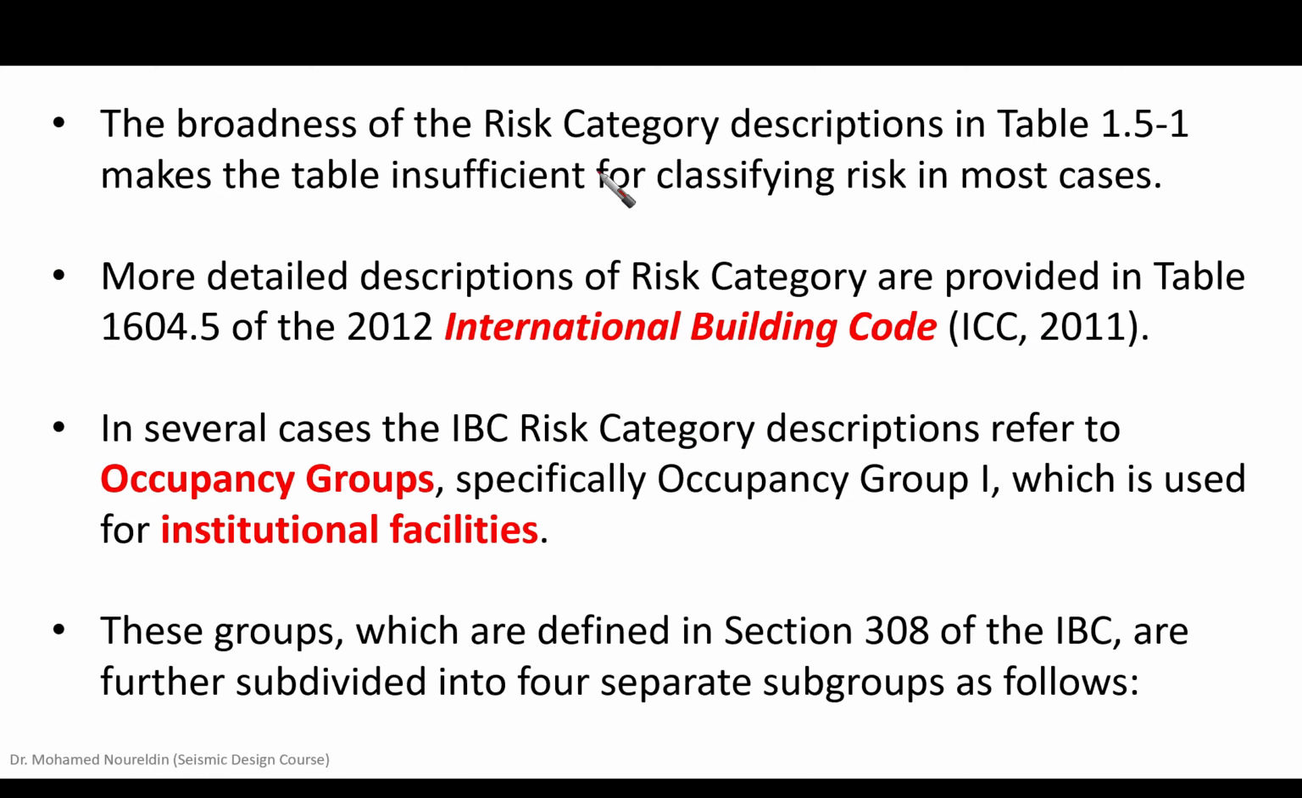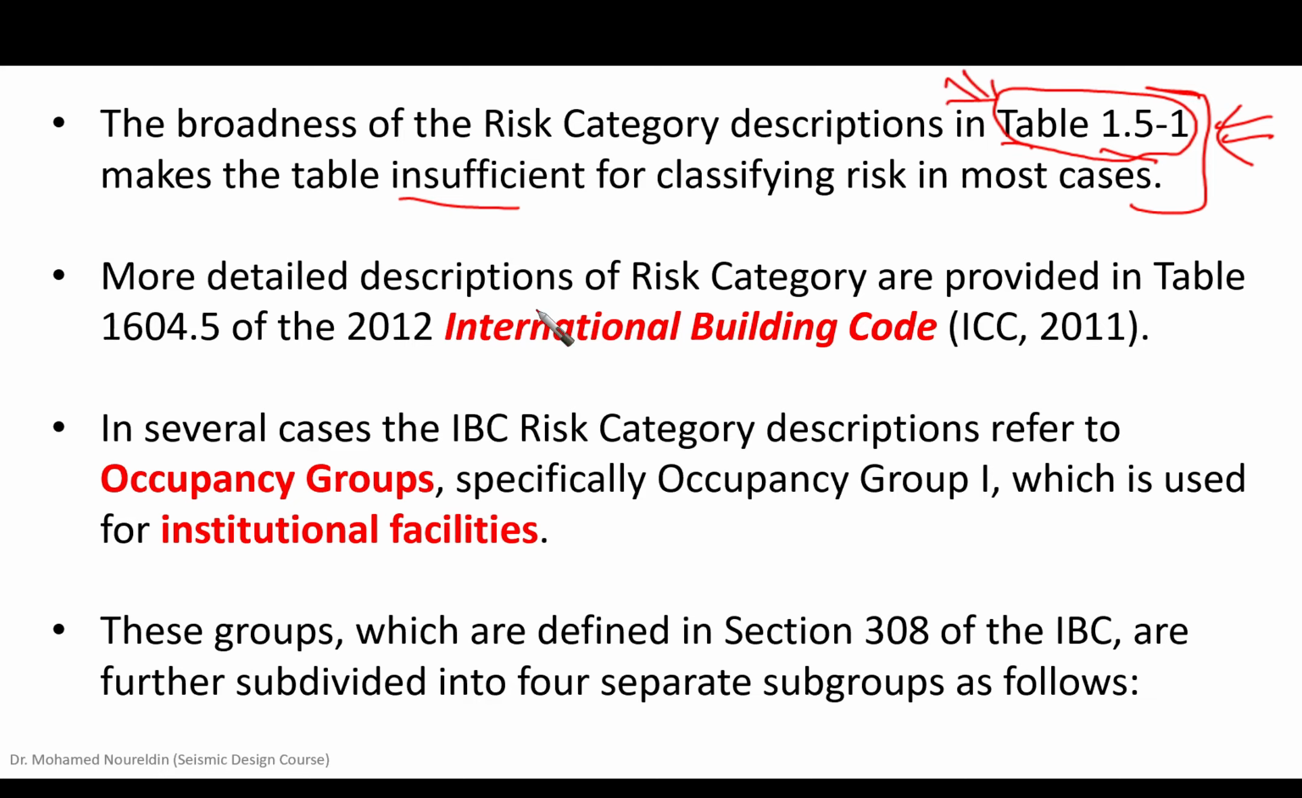The broadness of the risk category description in table 1.5-1 makes the table insufficient for classifying risk in most cases. That's what I have mentioned before, and I have noticed that it's a little bit broad and a little bit generic in table 1.5-1. We need to know specifically the name of the building and the number of occupants or capacity of this building. So that's why this table is not sufficient for us to judge the building.